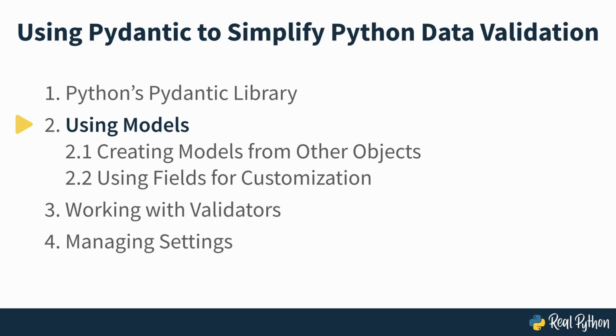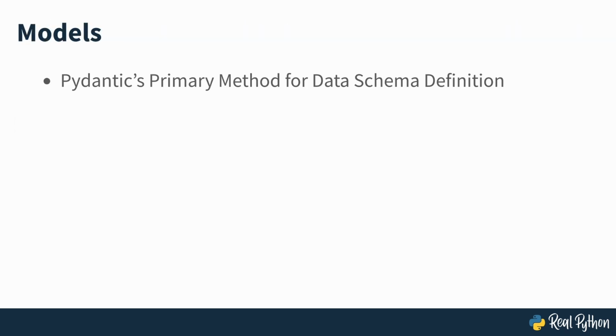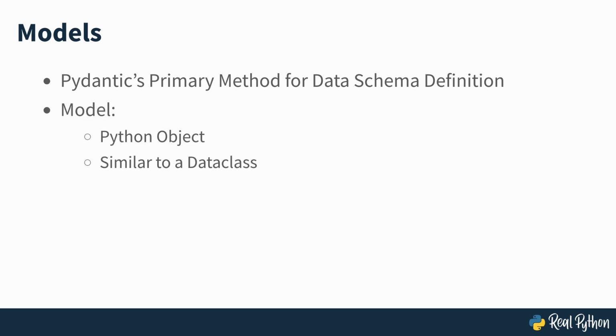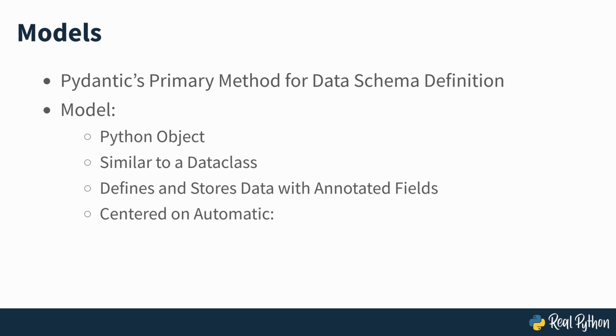Using models. Pydantic's primary way of defining data schemas is through models. A Pydantic model is an object, similar to a Python data class, that defines and stores data about an entity with annotated fields. Unlike data classes, Pydantic's focus is centered around automatic data parsing, validation, and serialization. The best way to understand this is to create your own models, and that's what you'll be doing next.